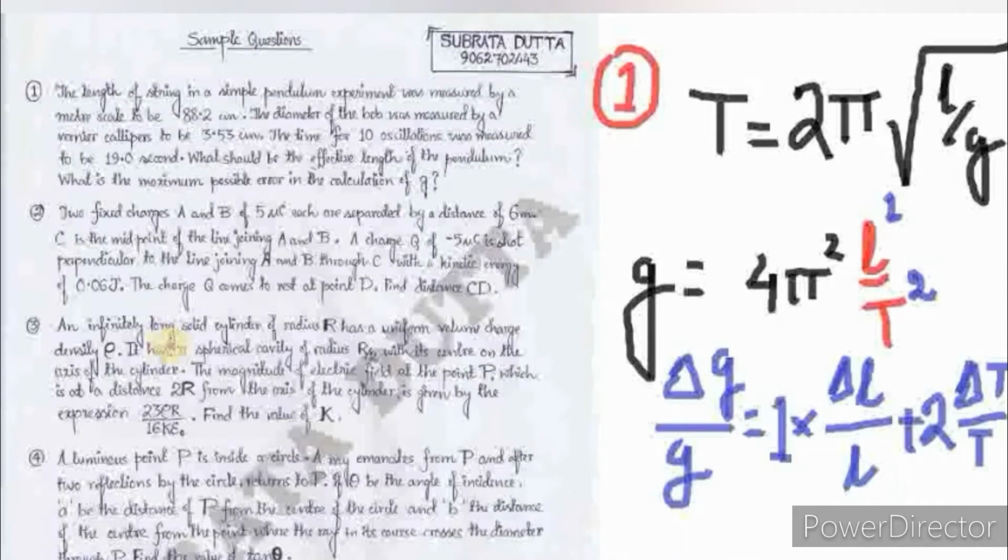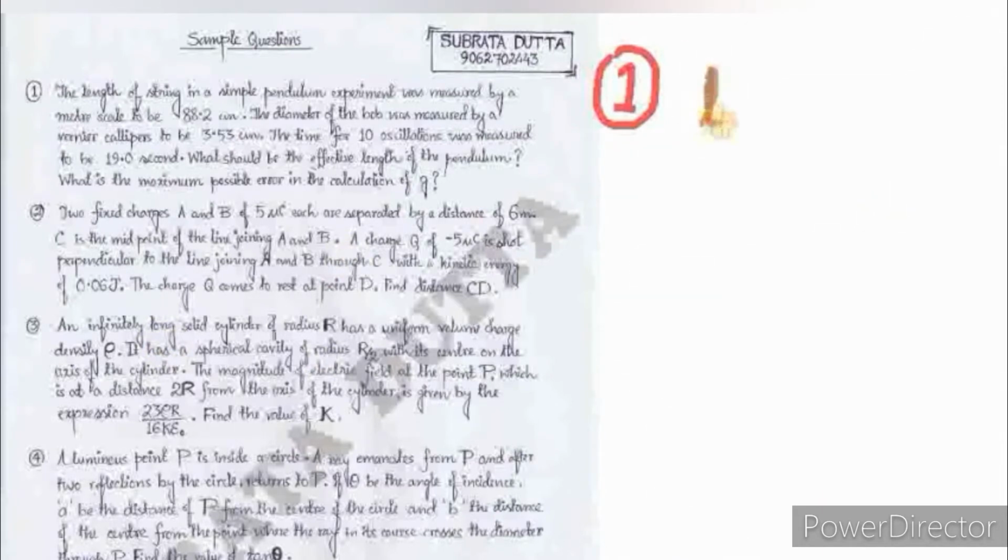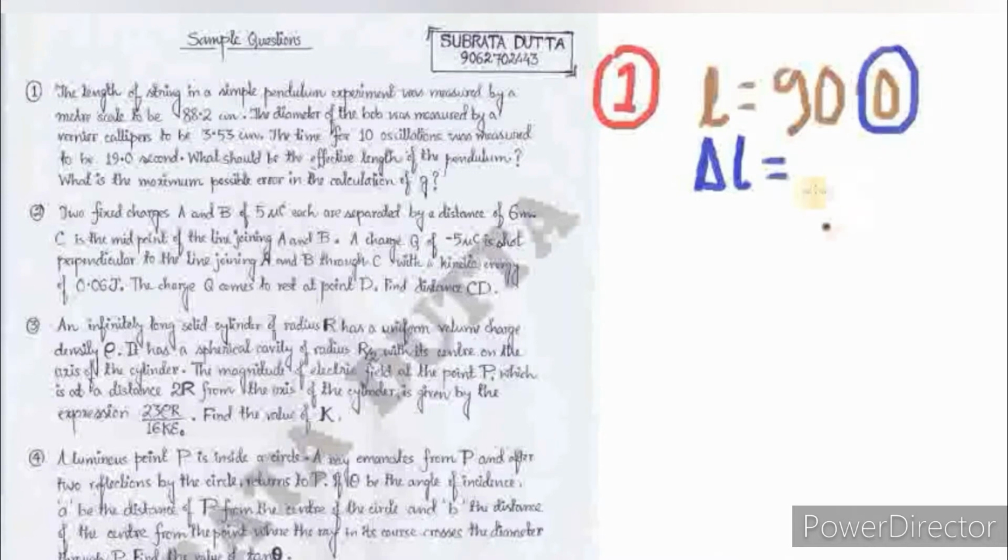Now according to our question, the total effective length is 90.0 centimeter. That indicates that the minimum measurement that can be done is up to the first decimal place. Therefore, our delta L should be 0.1 centimeter, because the minimum measurement that can be done by the length measuring scale is 0.1 centimeter, which is denoted by the actual length, that is 90.0.